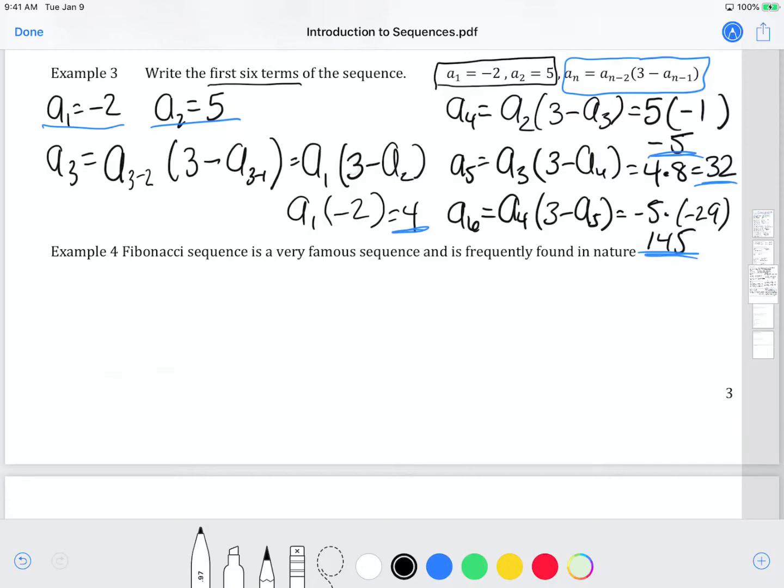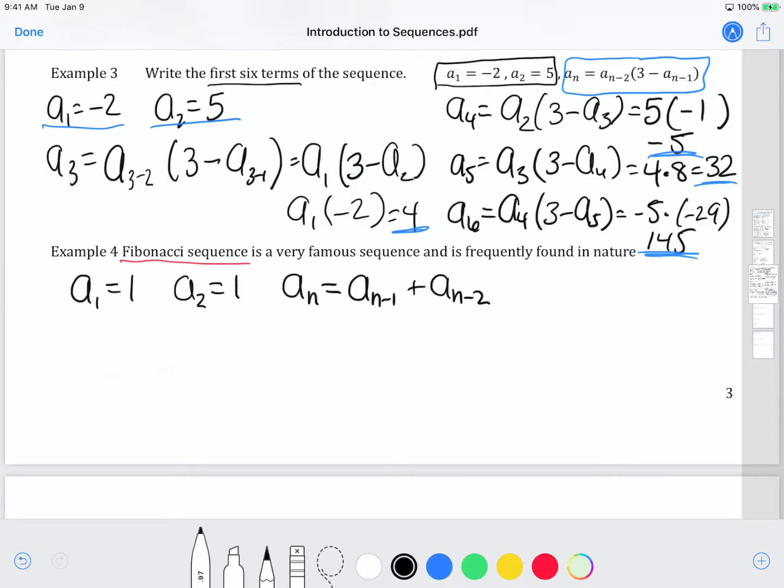In example 4, we're going to talk about a very famous sequence called the Fibonacci sequence, and you may have heard of it before. And the Fibonacci sequence is a recursive sequence. And the recursive sequence is defined as A1, the first term is 1, the second term is 1, and the nth term would be where you take the two previous terms and add them together.